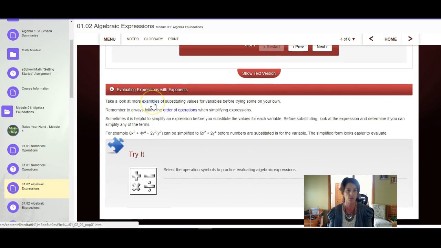Here's some more examples. If that didn't really make sense to you, click here and look at some more examples. Here's a reminder of order of operations. And again, there's that try it again where you can get immediate feedback. So please don't skip over that, especially if you're not quite sure you understand it before you go to the assignment.